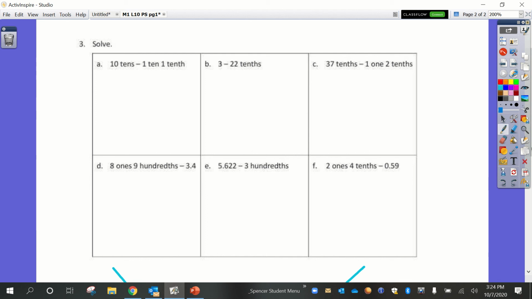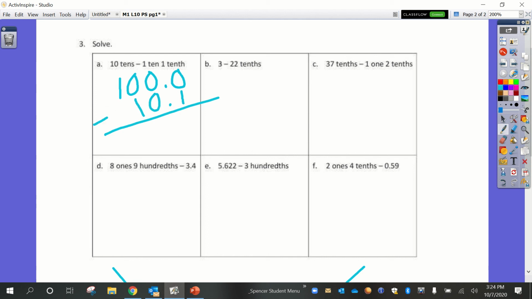So 10 tens is actually 100. Right? And if it's a decimal, it's just 10 tens, so really 0 tenths. And we're subtracting 1 ten and 1 tenth. Well, 1 ten is 10, and 1 tenth. So we're subtracting 100 minus 10 and 1/10.